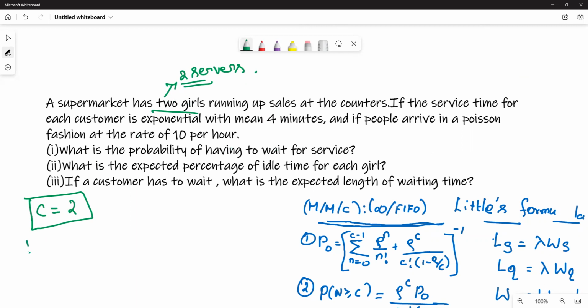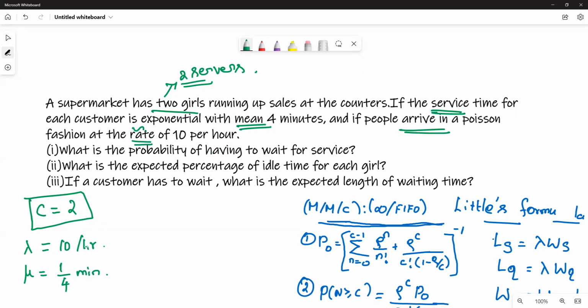Next task is we have to identify what is the arrival rate and what is the service rate. What is the arrival rate? If people arrive in a Poisson fashion at the rate of, directly they have given, 10 per hour. So the arrival rate is 10 per hour. Okay, if the service time for each customer is exponential with mean 4 minutes, exponential with mean 4 minutes means the rate is nothing but the reciprocal of the mean. So we'll take mu as 1 by 4 per minute.